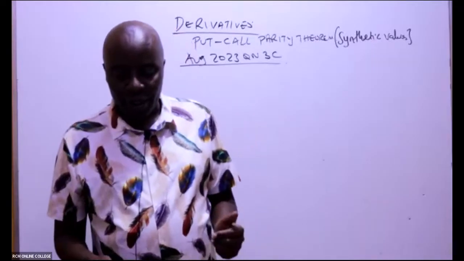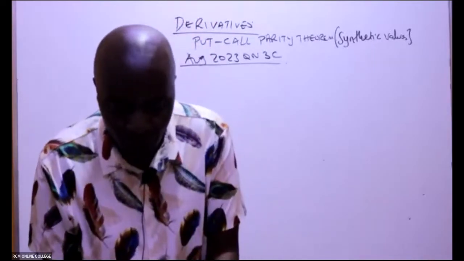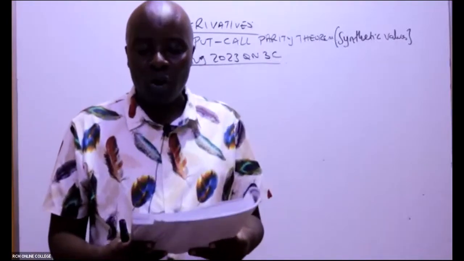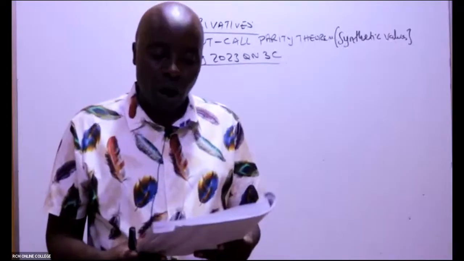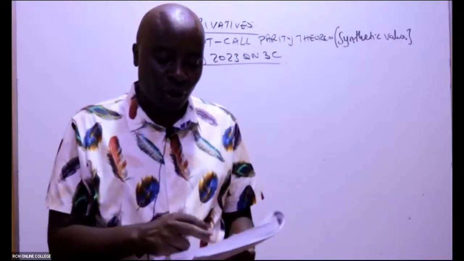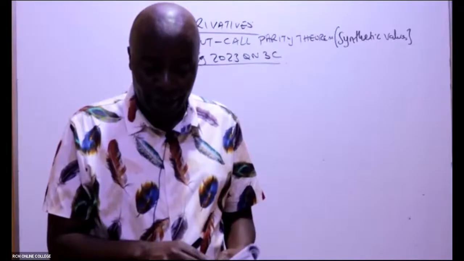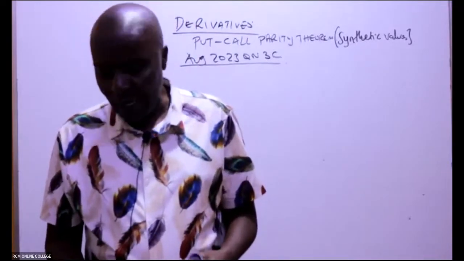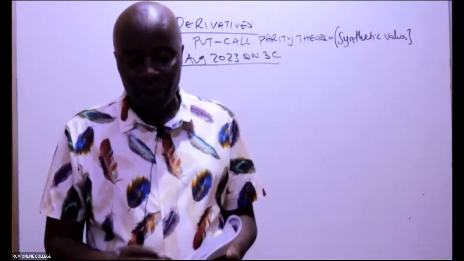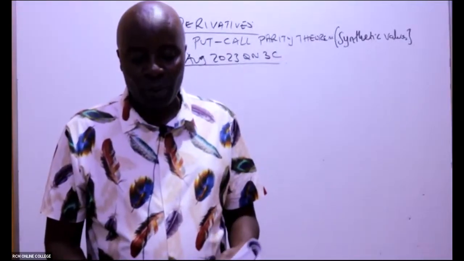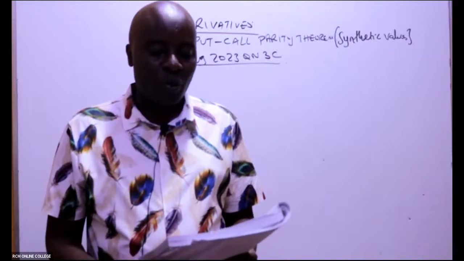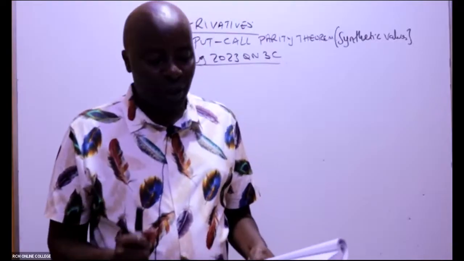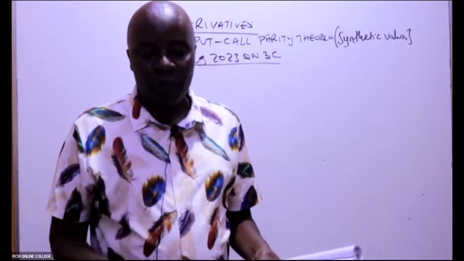So remember, here we are told you are provided with the following information on put and call options on a stock. They have given us the call price, the put price, the exercise price, the days to option expiration, the current stock price, the number of days in a year, and then the risk-free rate, which is 5%.